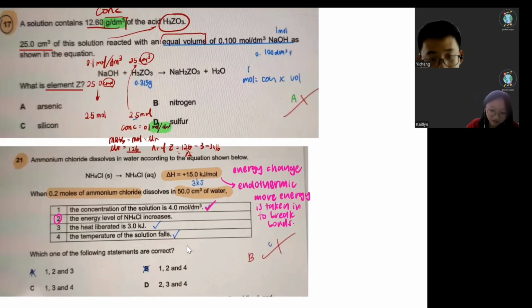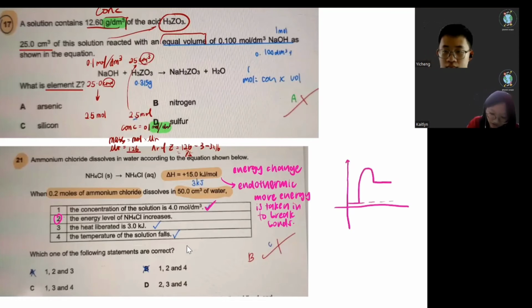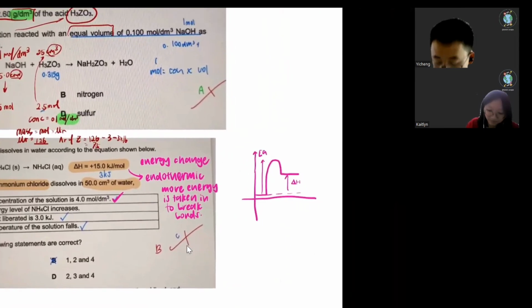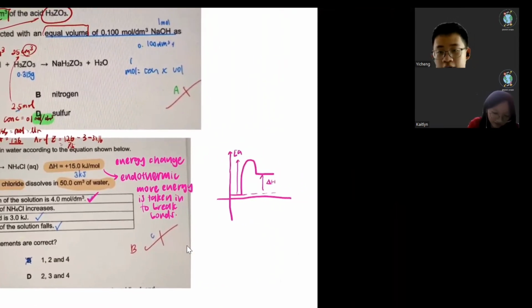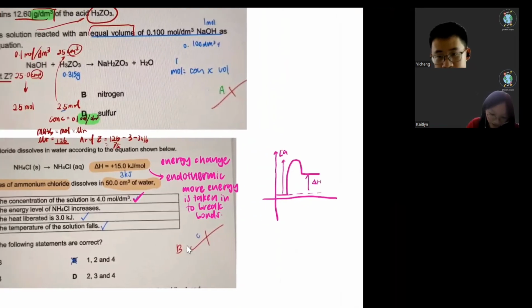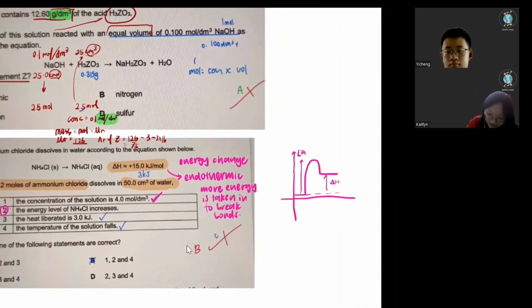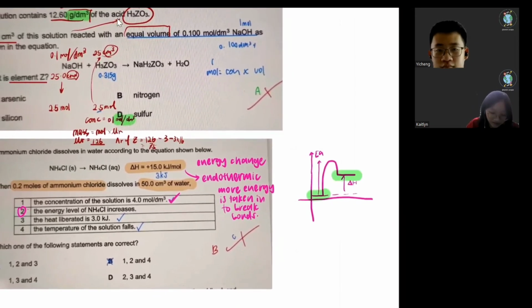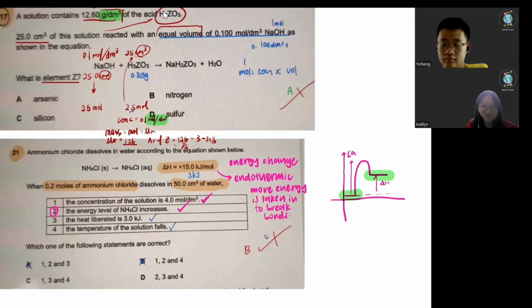Let's draw a simple graph at the side to depict this reaction. Usually for an endothermic reaction, your graph will look something like that because energy has been taken in. So this is your activation energy, Ea, and this is your enthalpy change. Yes, the energy level of your reactants increased, because you can see the starting and the ending energy level actually increased. So option 2 is correct as well.